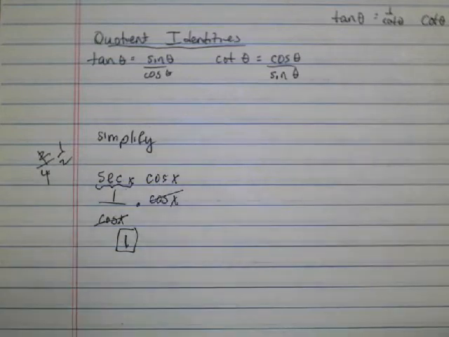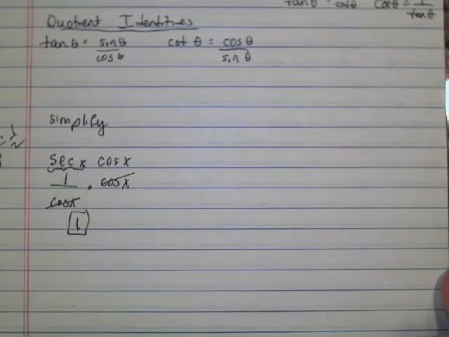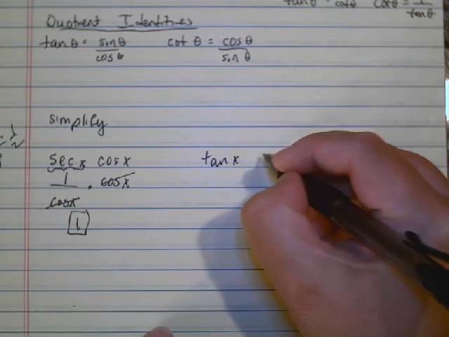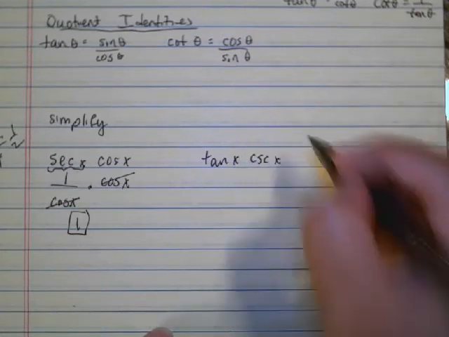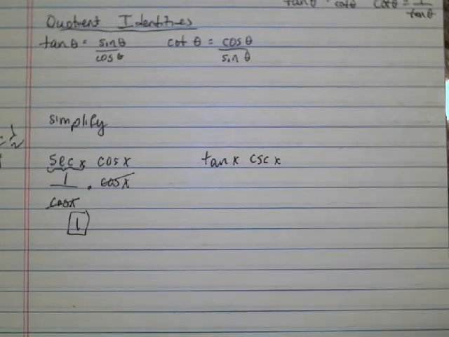Now it's going to take you watching several of these problems to be able to do them on your own. So let's try this one. Tangent x times cosecant x. If you want, you can pause the video, try it yourself, and then come back and watch me solve it. We don't always have to solve these the same.